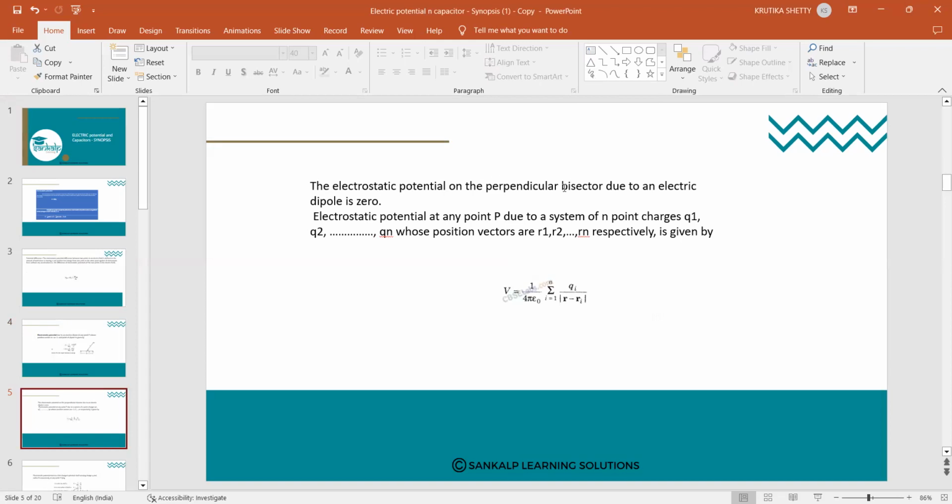The electrostatic potential on a perpendicular bisector due to an electric dipole is zero. This is a key point here. What is the electric potential at a perpendicular bisector?